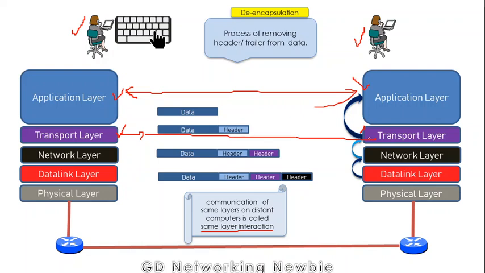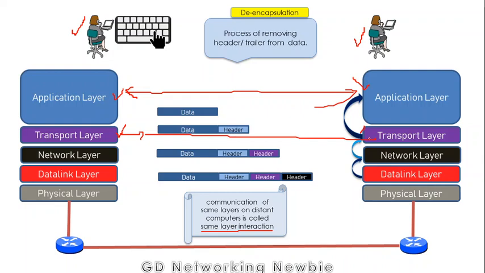So this was the video for today. The important point was that encapsulation means you add a header on top of data, and when you remove it, we call it de-encapsulation. When the data as well as the header is at the transport layer, we call it a segment or a datagram. When this is at the network layer, we call it a packet. And when that is at the data link layer, we call it a frame.